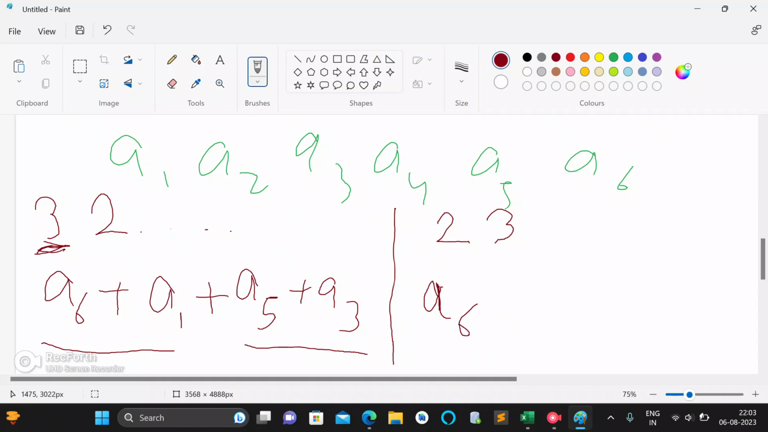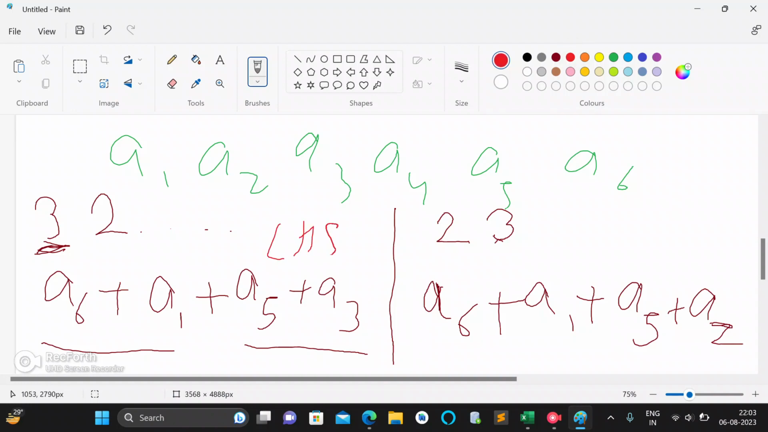Now, in the second scenario, I give 2 values, a6 and a1, so it will contribute a6 plus a1. Now I give 3 values to my second friend: a5, a2 and a3. So my answer's contribution will be a5 plus a2.